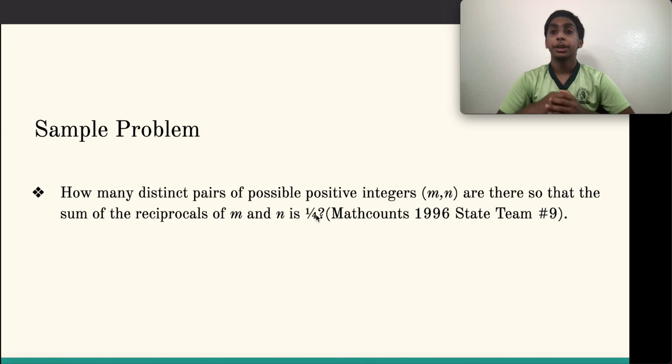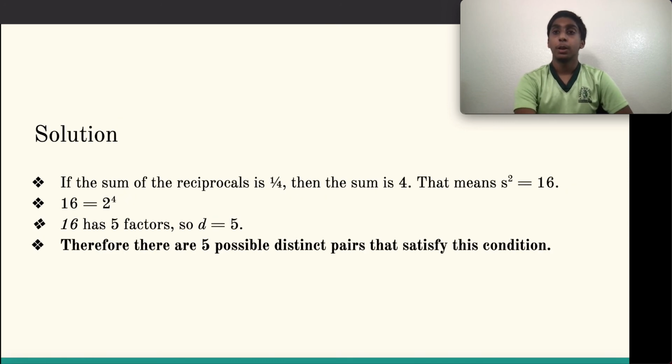The reason why many people will get confused is because instead of x and y, they've given you m and n. So you could simply substitute this with x and y if that helps you solve it a little better. But at the end, you get 5 possible distinct pairs. There are other ways to do this involving factors, but this is just the easiest way to do it.